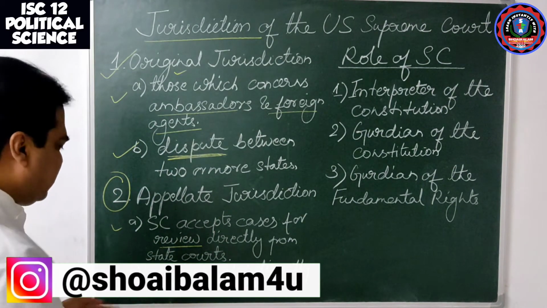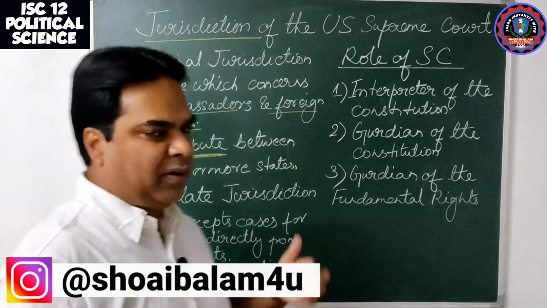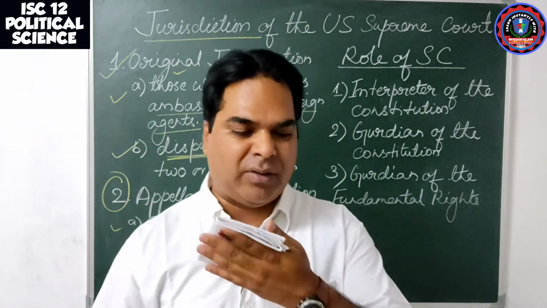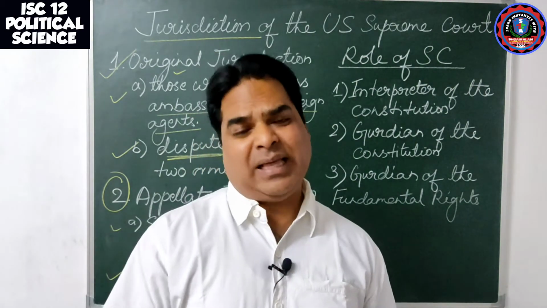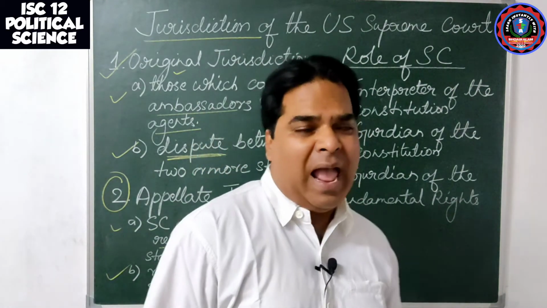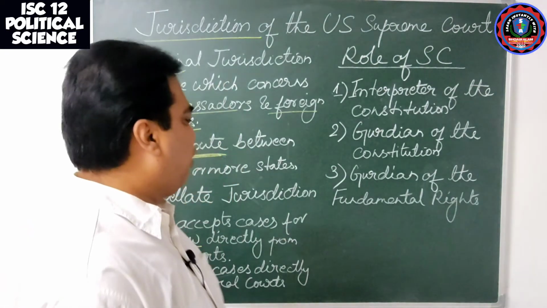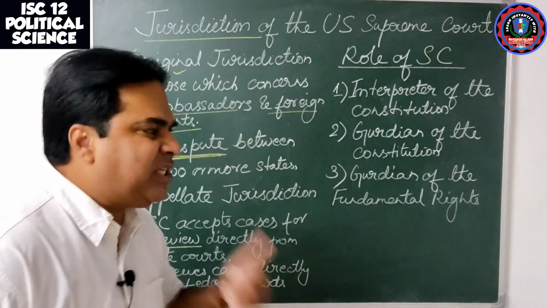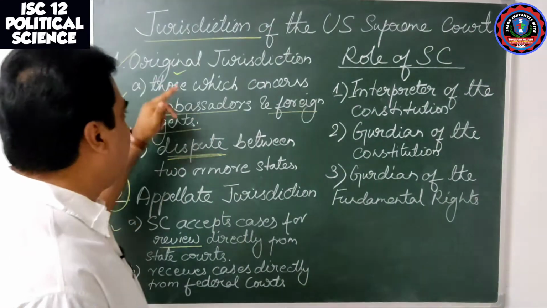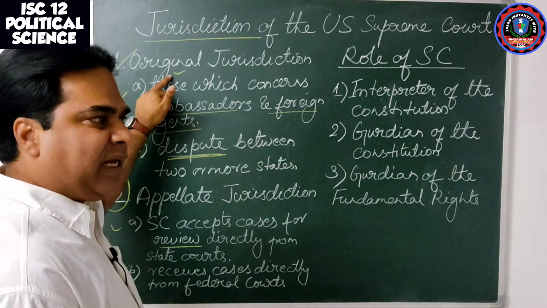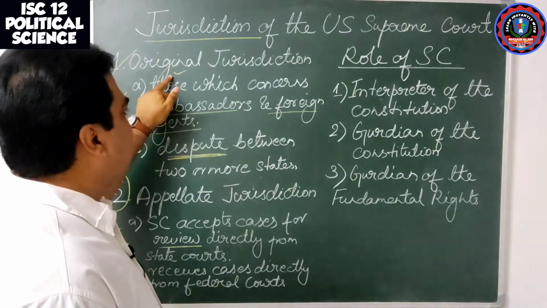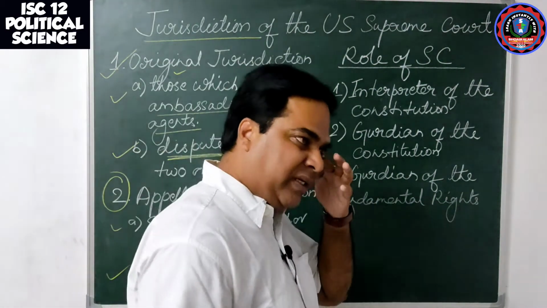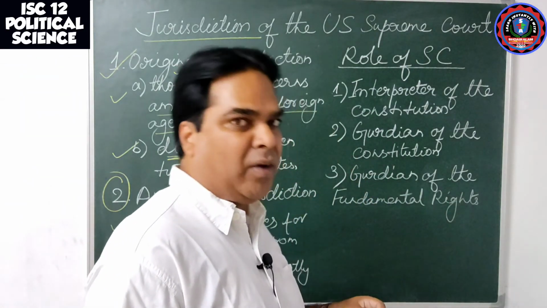Now next one we have is it receives cases directly from the federal courts. Again, if any cases are sent directly to the Supreme Court from the federal courts, then those cases also will fall under the appellate jurisdiction of the Supreme Court of USA. So these two are the jurisdictions of the Supreme Court of USA. The first one is original, the cases which come directly under the jurisdiction of the Supreme Court, and the second one is appellate jurisdiction, the cases which come to the Supreme Court in the form of appeal.